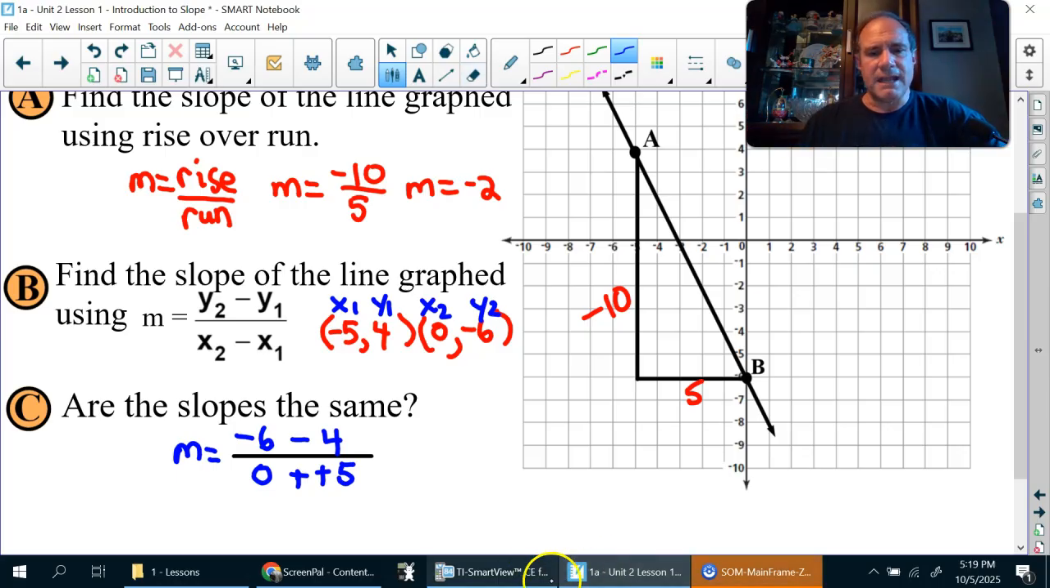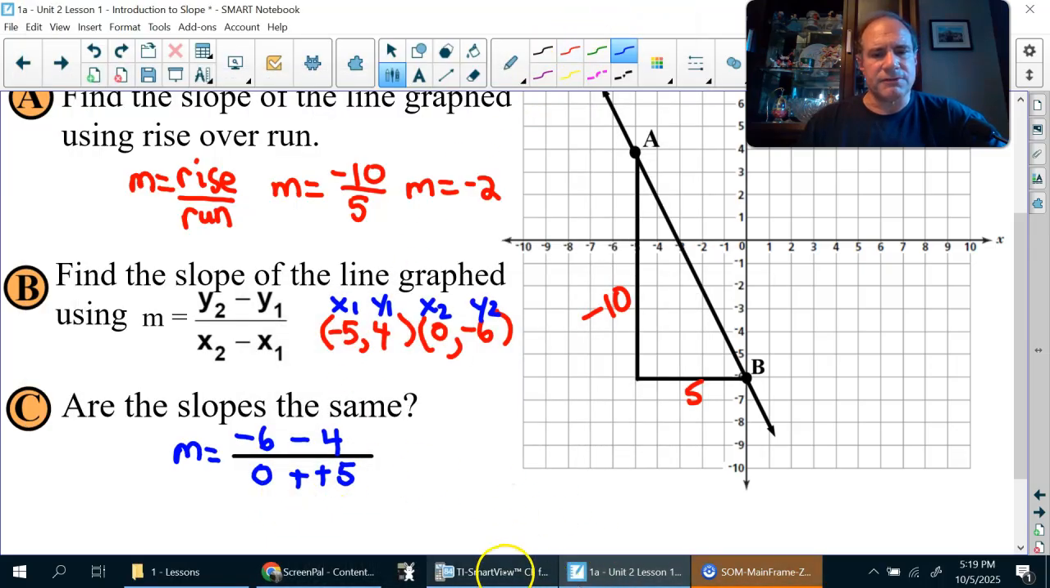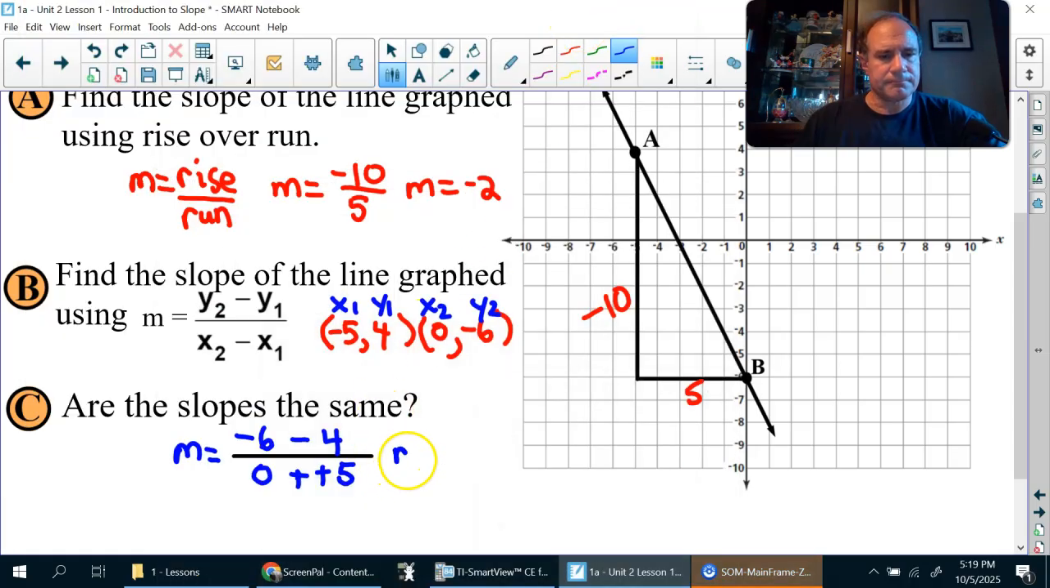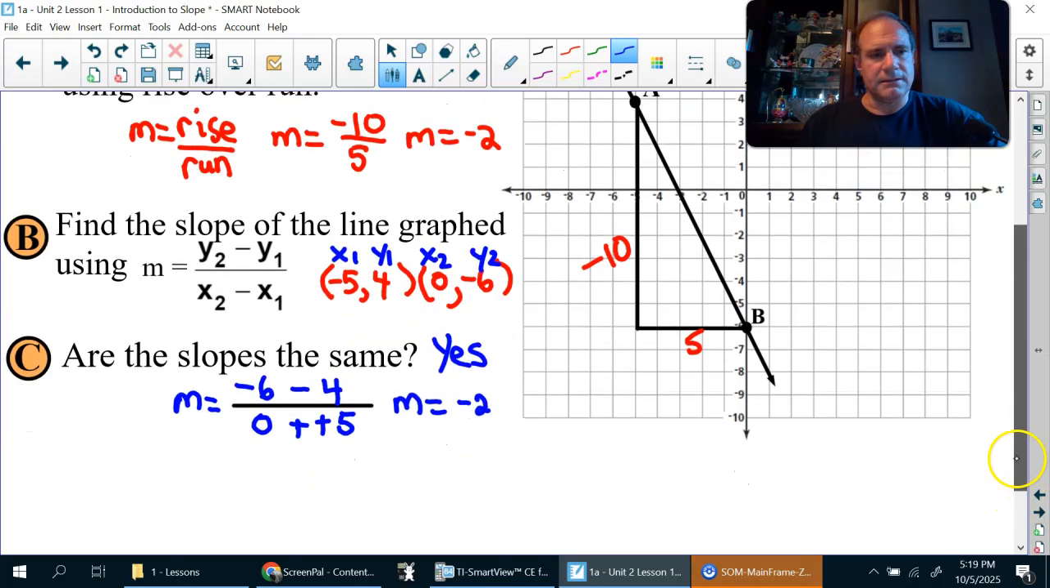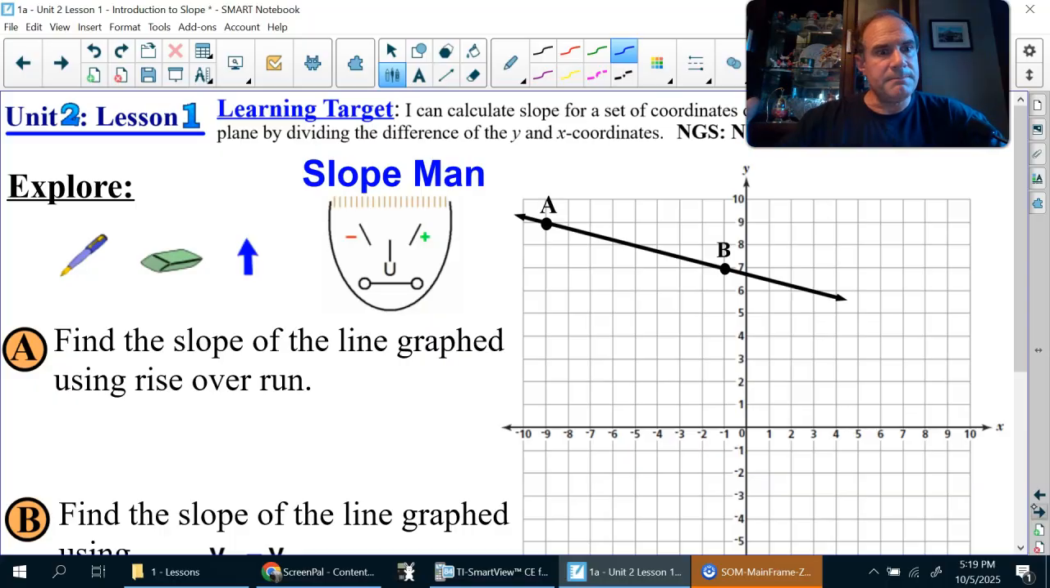All right, so we have negative 6 minus 4 as the numerator. And then as the denominator, we have 0 plus 5. Look how easy that is. And we press enter. You get -2 as your slope. And does it match? Yes. And that is it. -2 slope makes sense. Line is pretty steep. And it's going down from left to right.